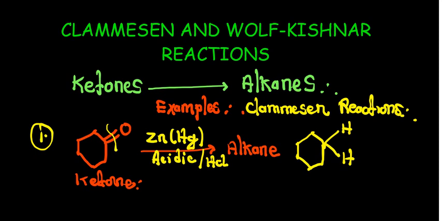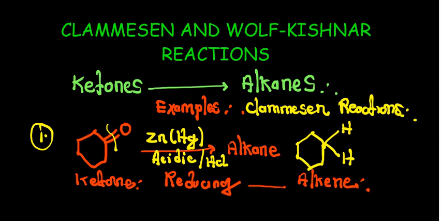So I want you first of all to note that the conversion of a ketone to an alkane is a reduction reaction. We're simply reducing the ketones to the alkenes. And this is how it simply works out.